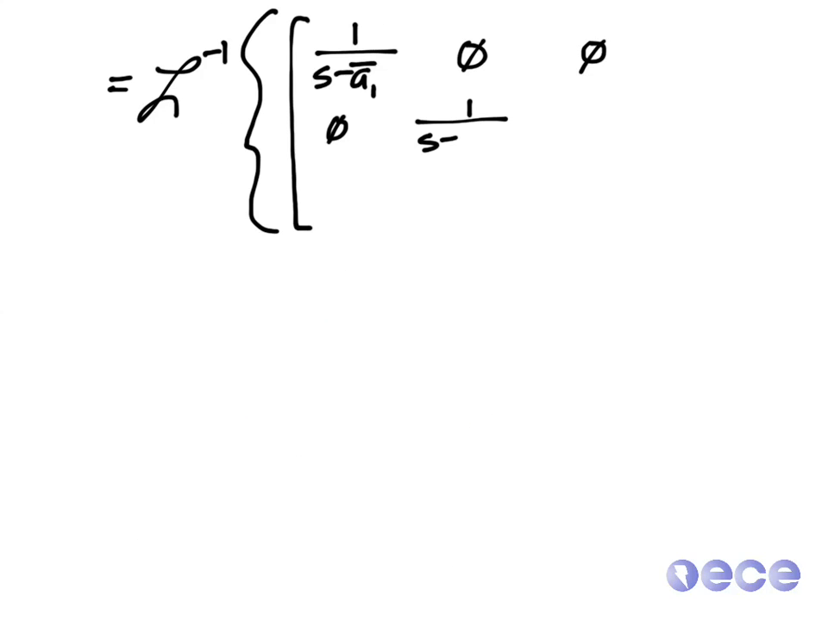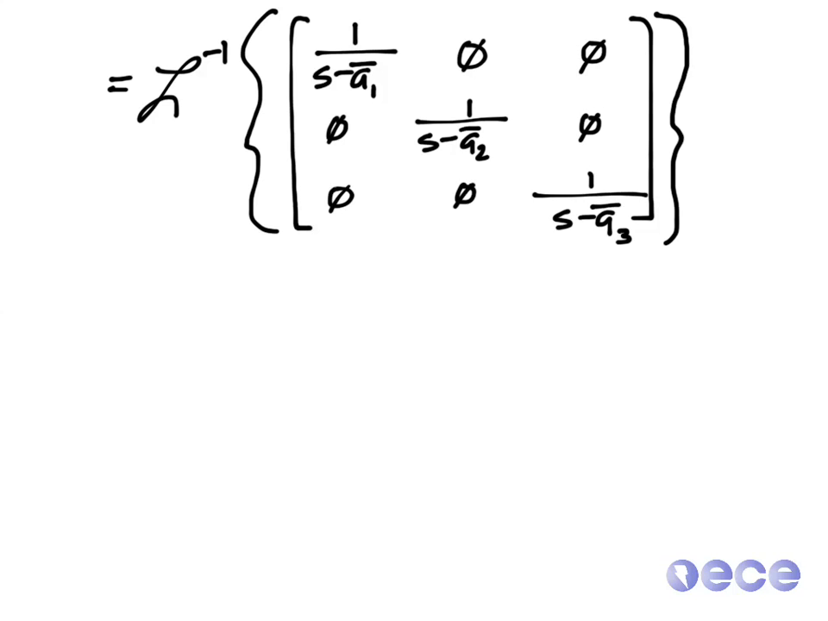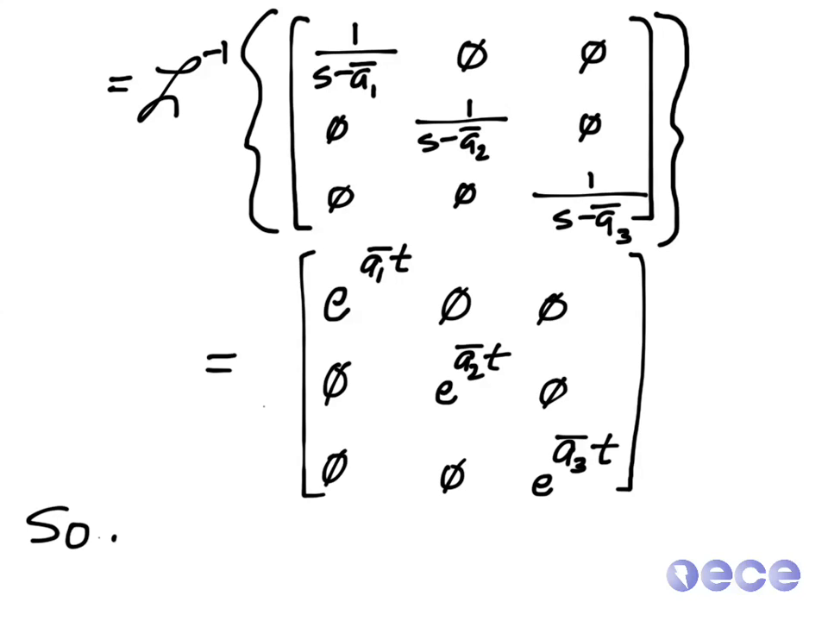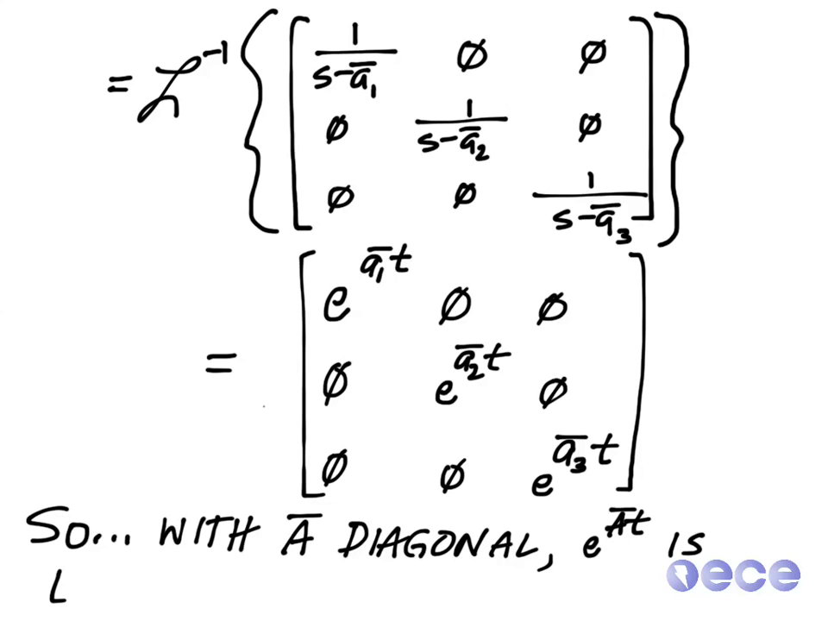So the inverse Laplace transform of 1 over s minus a1 bar, 1 over s minus a2 bar, 1 over s minus a3 bar, is e to the a1 bar t, e to the a2 bar t, e to the a3 bar t. So this is a very fast way to compute the inverse Laplace transform, and therefore to compute e to the a bar t. If a bar is diagonal, e to the a bar t is really easy to compute.